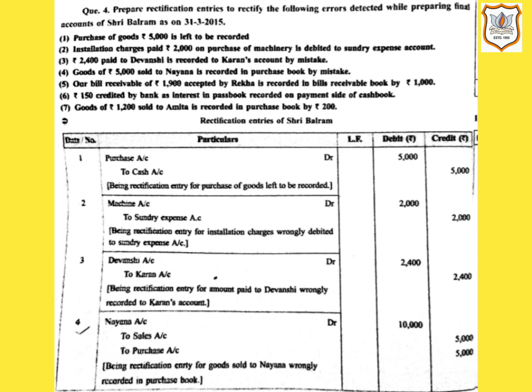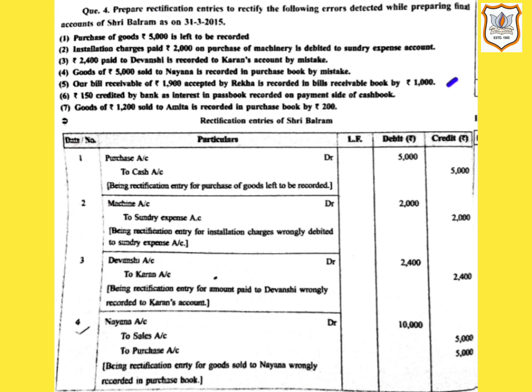Bills receivable of rupees 1900 accepted by Rekha is recorded in bills receivable book by rupees 1000. That means here, instead of recording rupees 1900, rupees 1000 is recorded in bills receivable book by mistake. So what type of error is this? This is error of commission, as here, bills receivable book is recorded with less amount than the correct amount.